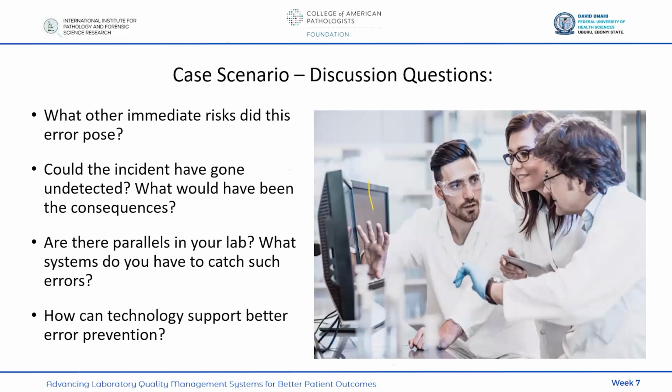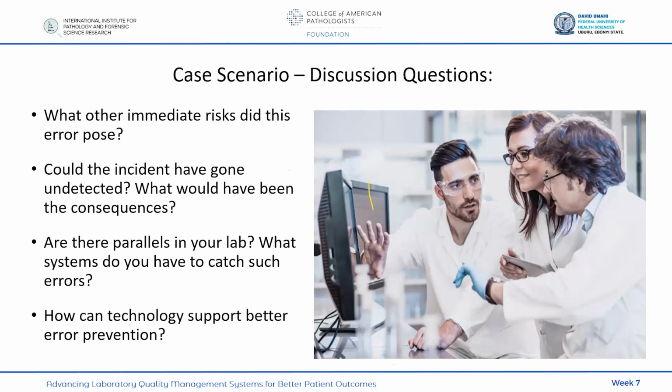So we have some discussion questions here. What other immediate risks did this error pose? Could the incident have gone undetected? What would have been the consequences?